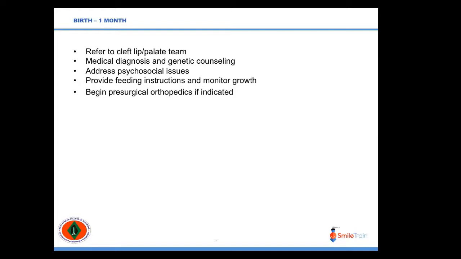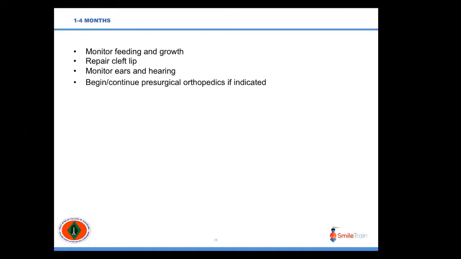of these babies. And then if the baby has a protruding premaxilla, pre-surgical orthopedics might be looked at if the capacity is available. From 1 to 4 months, we continue to monitor feeding and growth, because this is indispensable. And at 3 months, that is when most of these cleft babies are repaired, the lips are repaired.